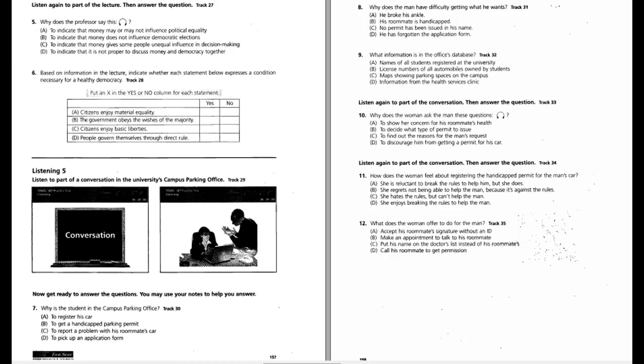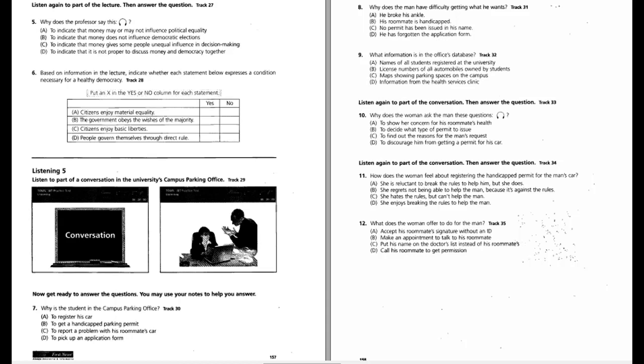Listen again to part of the conversation, then answer the question. So why do you need his permit on your car? Well, I'll probably drive him to class a lot if we can park close enough. Does he know you're trying to get his handicapped permit? Yeah, he asked me to. It's not easy for him to get around. That's why he's not here himself.